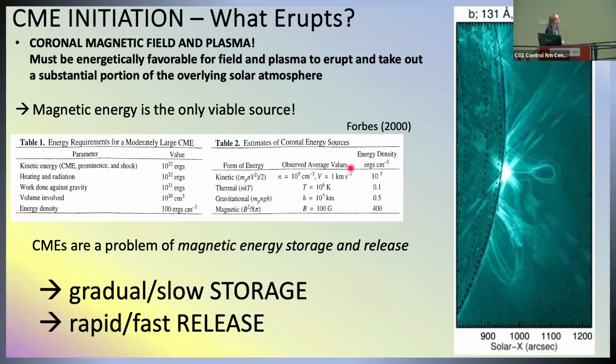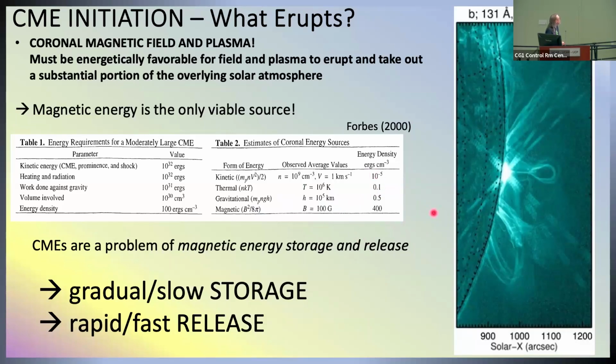So this kind of energy density, this mass moving at this velocity, is 10^-5. You're not getting the energy from that. In terms of temperature, we know the corona is 1,000,000 degrees. Well, that's a fair amount of energy, but the corona is large, so in terms of energy density we're looking at 0.1. In terms of gravitational energy, big coronal loops are about 10^5 kilometers. With solar gravity, that works out to about 0.5 ergs per cubic centimeter.